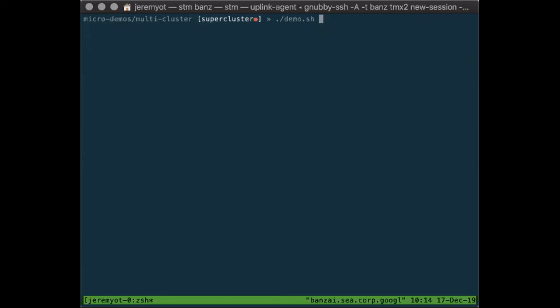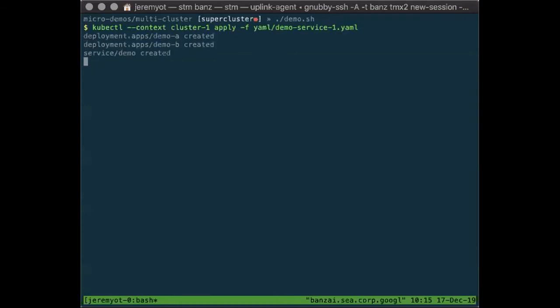And I've got 2 services that I'm going to be deploying. I've got the demo service, which is basically just a simple HTTP server that returns the name of the pod, the cluster it's running in, and the zone with each request. And I've got a pinger workload that just pings that service every second and logs the response. So I'm going to start by deploying the service to each cluster.